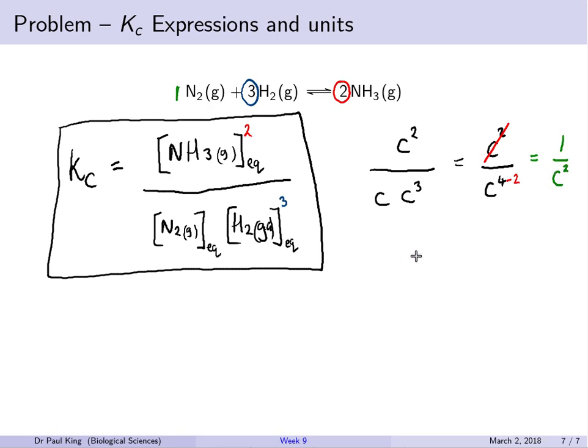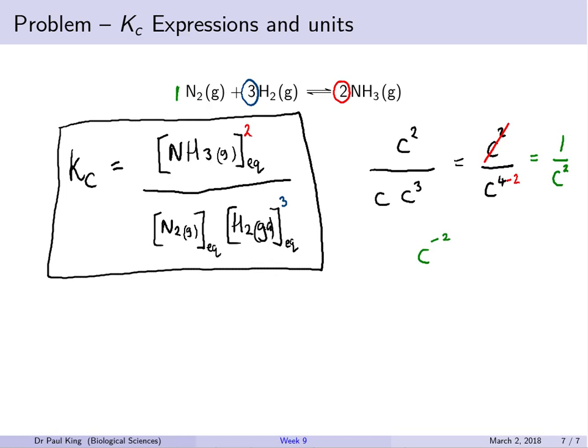And remember, another way of writing 1 over concentration squared is concentration to the minus 2. So the units of this equilibrium constant will be the units of concentration raised to the power of minus 2.